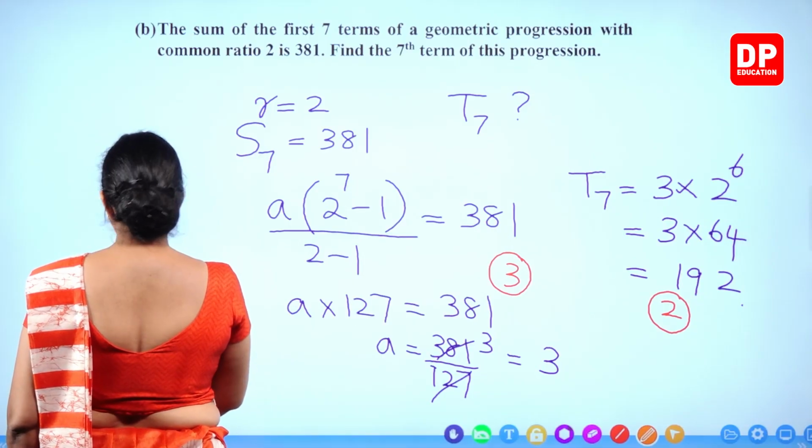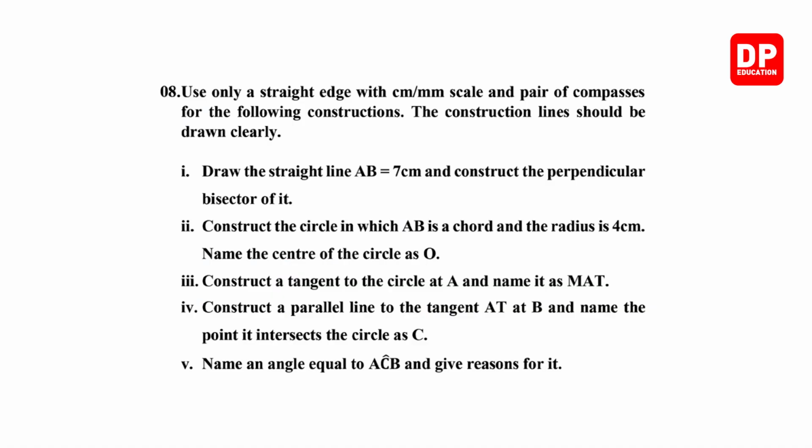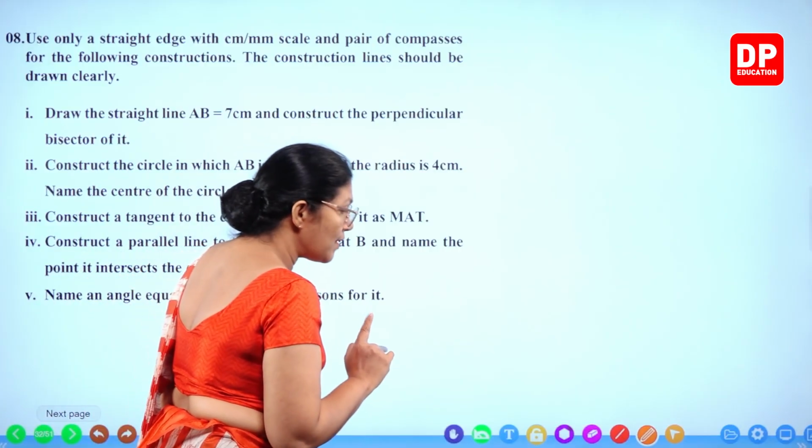Let's do the next one. So this is the construction question. You can only use the pair of compasses and the ruler. So first part it says draw the straight line AB 7 centimeters and construct the perpendicular bisector of it. So AB is 7 centimeters.